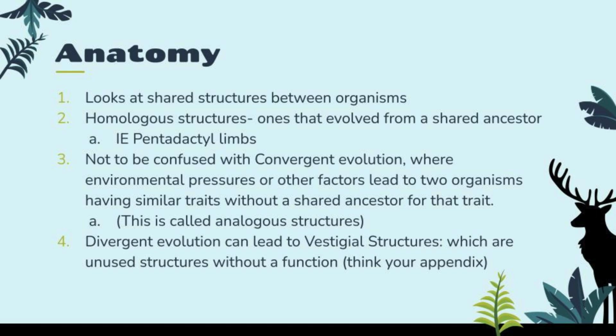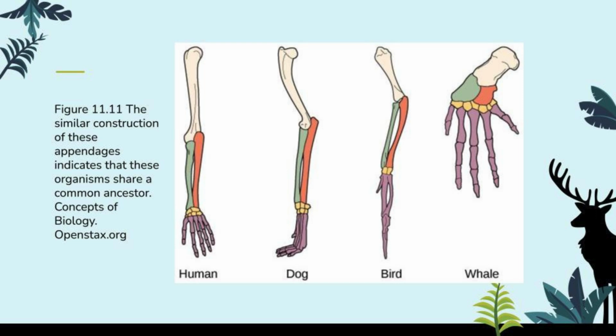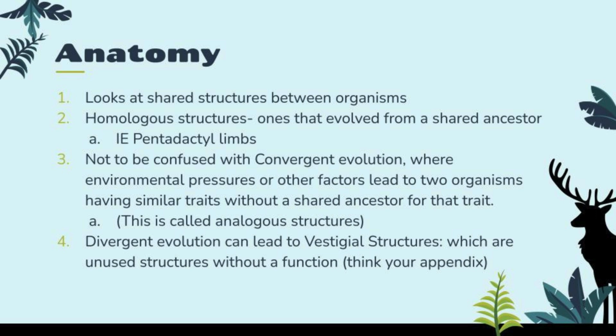Next is anatomy. So anatomy is going to look at shared structures between organisms, specifically homologous structures. And we haven't really discussed homologous yet. We will more later, but these are structures that evolved from a shared ancestor. And the example for this is pentadactyl wings or limbs. You'll notice that humans, dogs, birds, and whales all have that same base structure in their appendages, even though they've evolved and changed to better suit the needs of the organism.